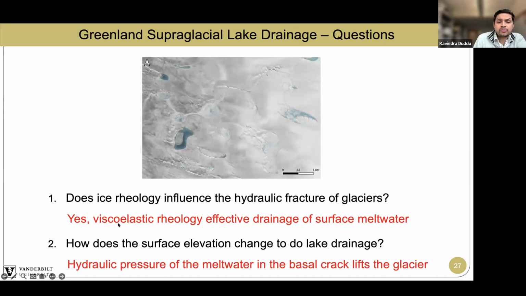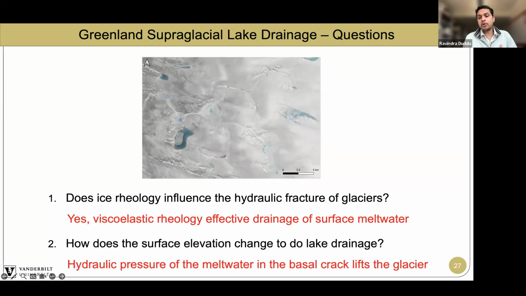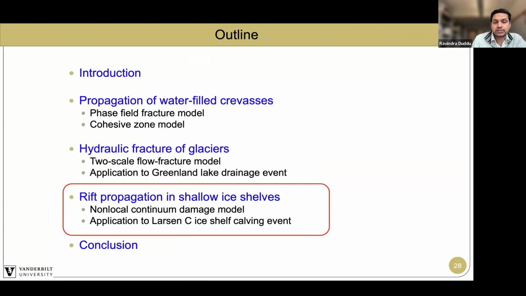So quickly to summarize this, how did we do? Yes, ice rheology matters, and it leads to effective drainage. So viscoelastic rheology is important there. And then the elevation is also related to this hydraulic pressure that creates this basal crack underneath the glacier and then forms the blister and lifts up the glacier. And that's why elevation is changing.